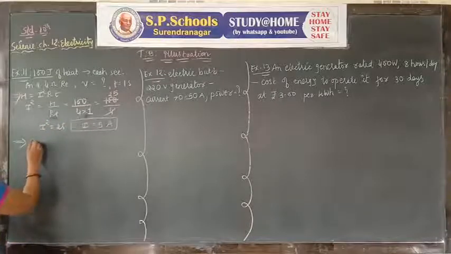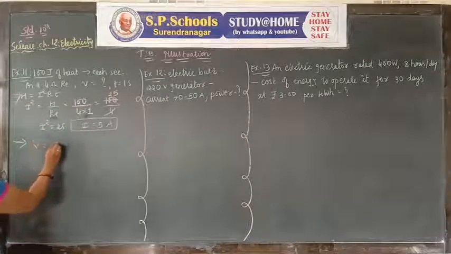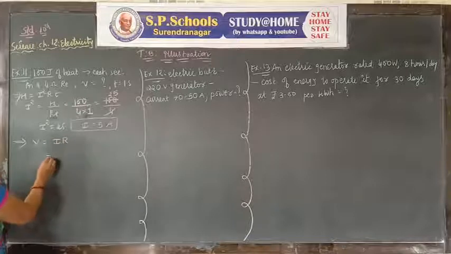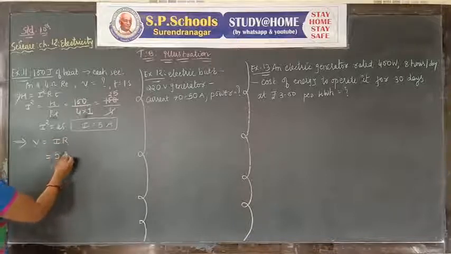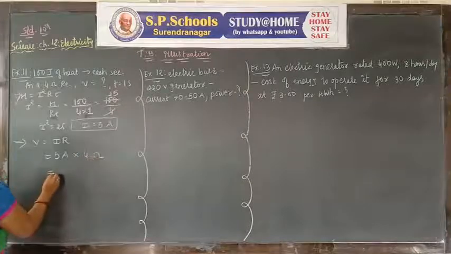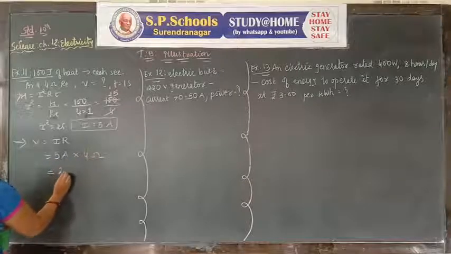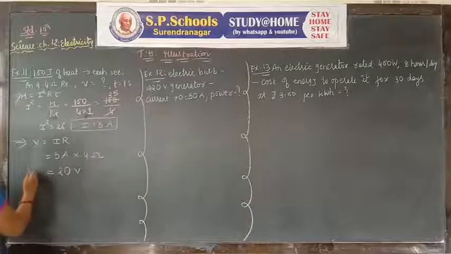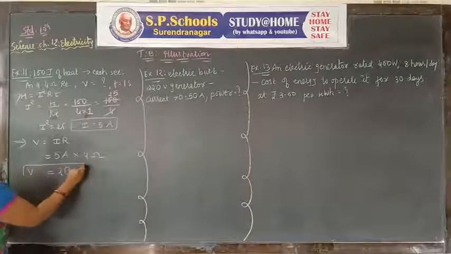Now we find voltage easily. V is equal to IR. I will be 5 ampere, R will be 4 ohm. So 5 multiplied by 4 is 20. V is equal to 20 volt.